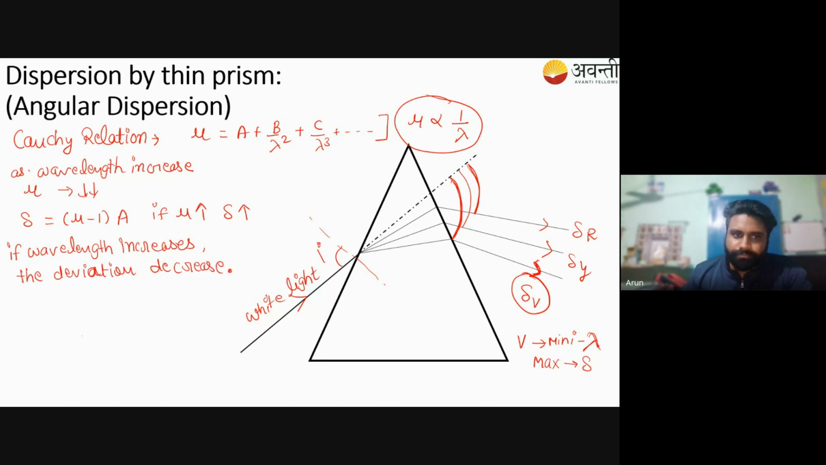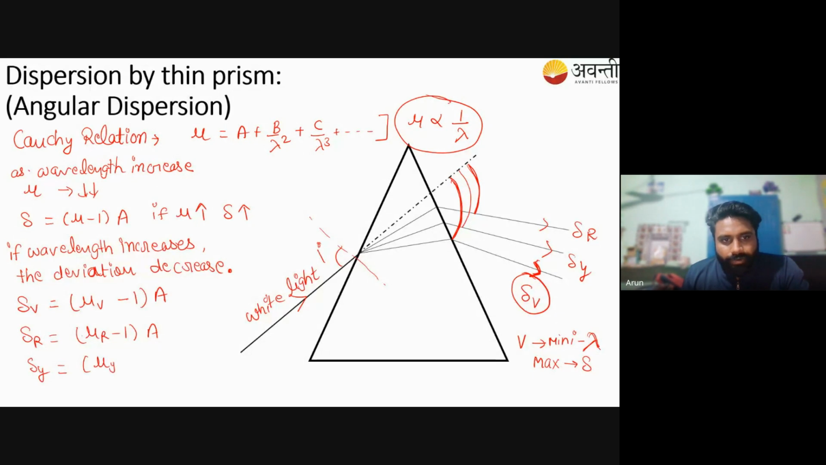Okay. So deviation for violet color, what do we have? The deviation of violet color is mu of violet minus 1 into a. What is the value of deviation of red? It is mu of red minus 1 into a. And what is the value of deviation of yellow? It is mu of yellow minus 1 into a.